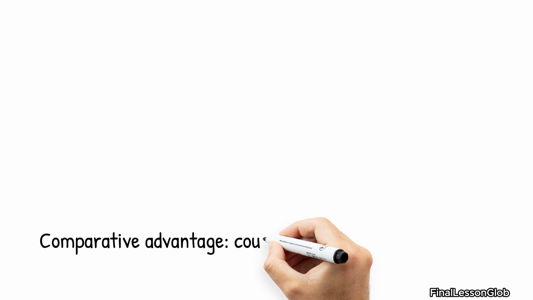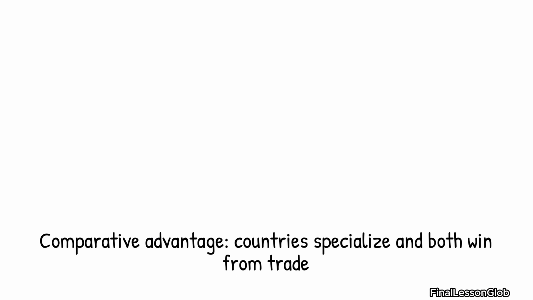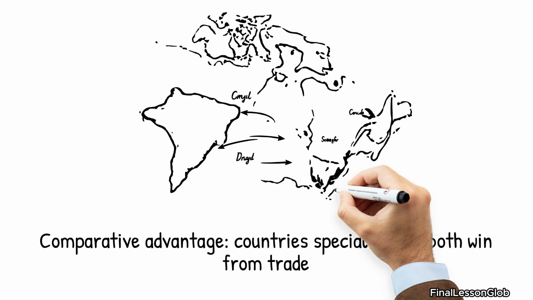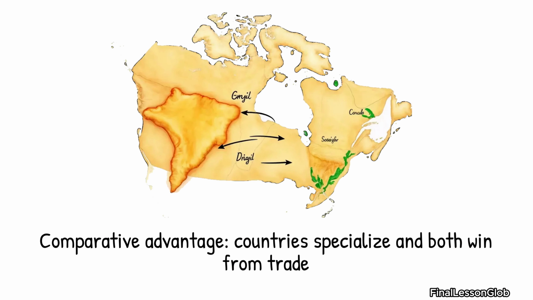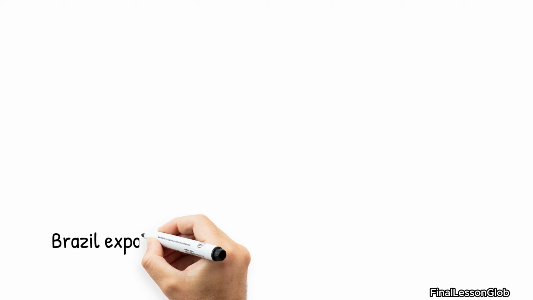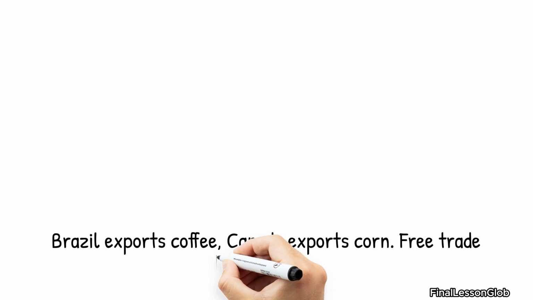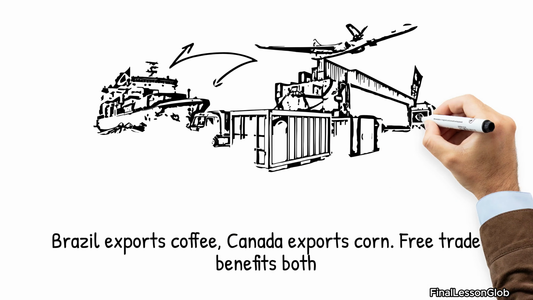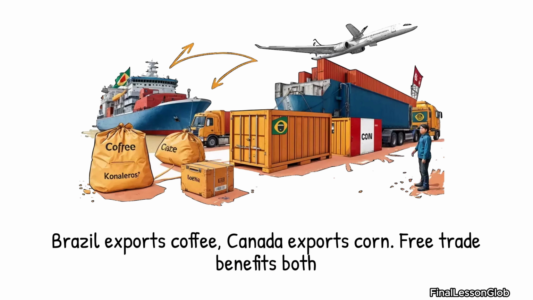Trade lets countries specialize in what they're relatively better at, even if they're worse at everything. This is called comparative advantage. Again, if Brazil gives up 1 ton of corn to grow 2 tons of coffee, and Canada gives up 2 tons of corn to grow 2 tons of coffee, Brazil has the comparative advantage in coffee. So, Brazil exports coffee, Canada exports corn. Both win. That's the logic behind free trade. Just goods flying across borders, in containers, in trucks, on planes, on boats, all at once until someone bans one.